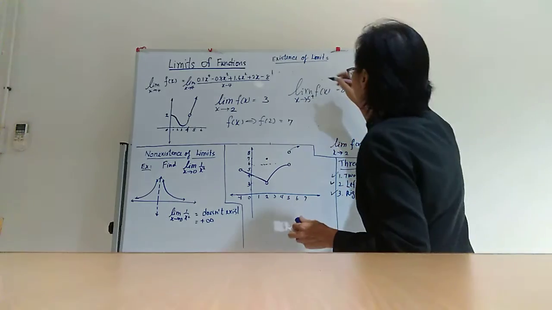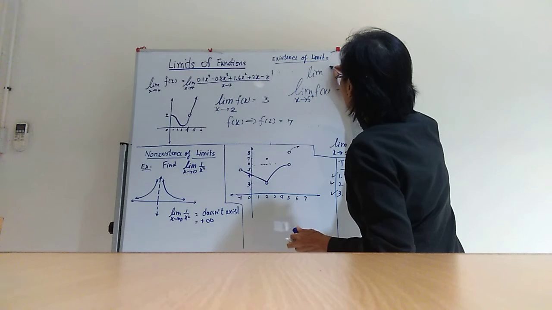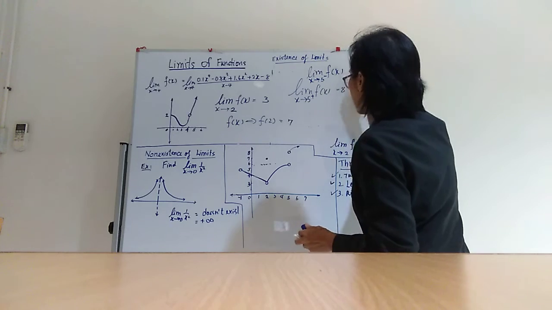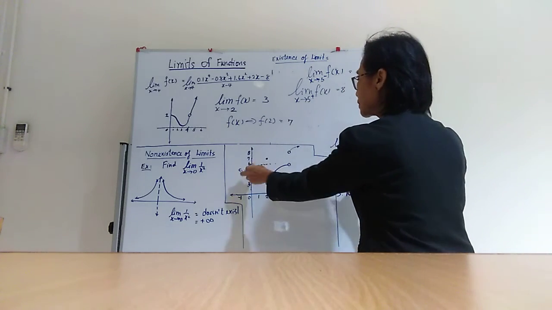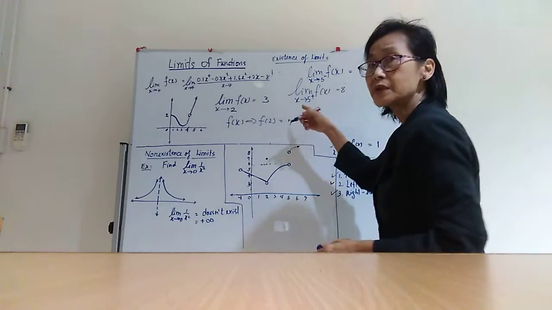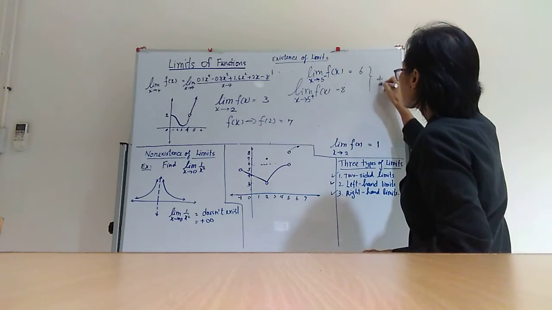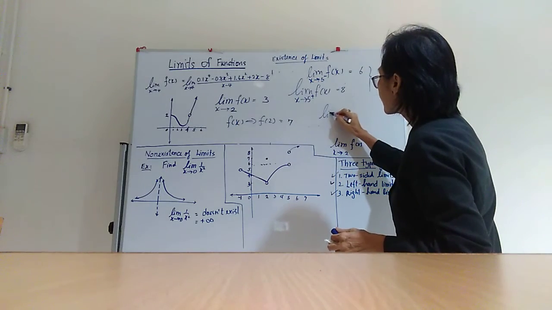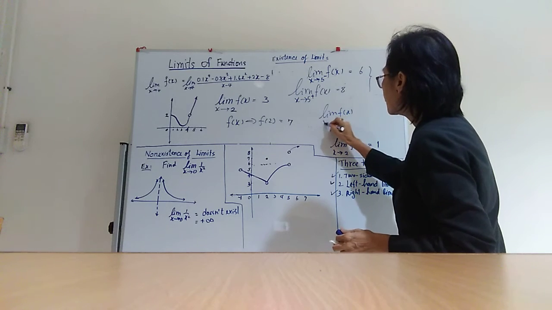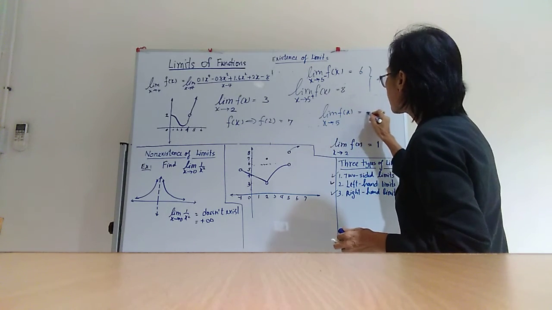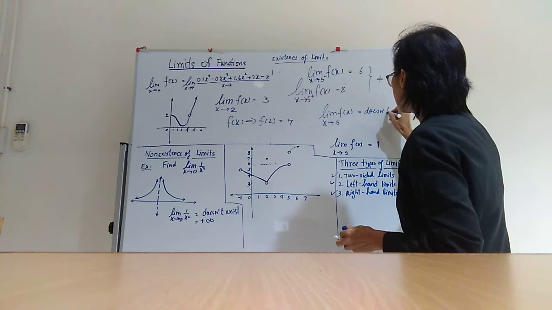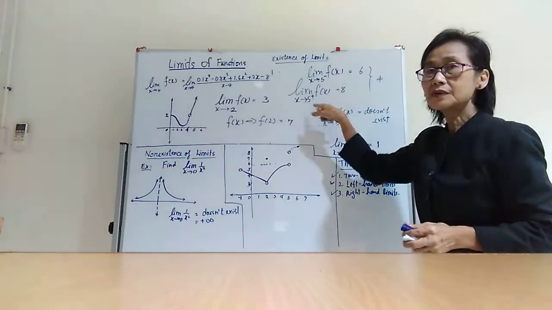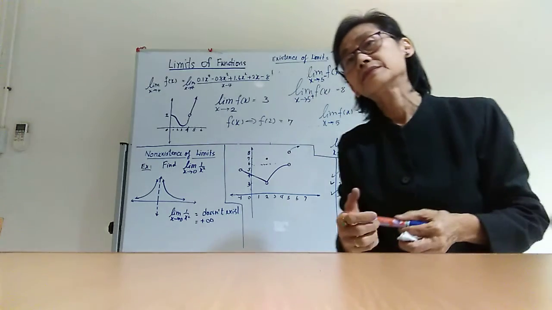Okay, so the first time, we have the limit of f of x when x approaches 5 from the negative side. 5 negative means from this side, right, so equal to 6, the first one we got. Then you see these two limits aren't equal. So we can say the limit of f of x when x approaches 5 doesn't exist, because from the left and from the right, they have different values of y.